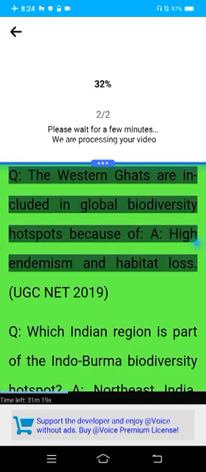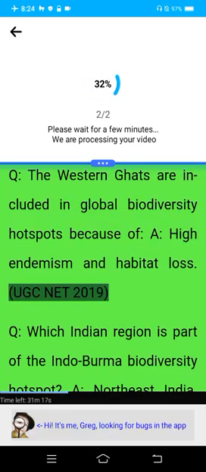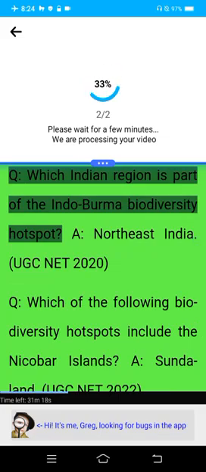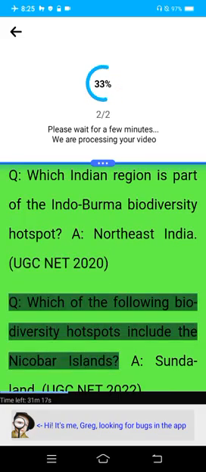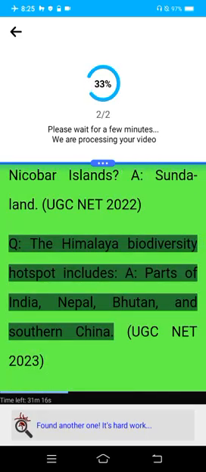UGC-NET 2018. Q. The Western Ghats are included in global biodiversity hotspots because of? A. High endemism and habitat loss. UGC-NET 2019. Q. Which Indian region is part of the Indo-Burma biodiversity hotspot? A. Northeast India. UGC-NET 2020. Q. Which of the following biodiversity hotspots include the Nicobar Islands? A. Sundaland. UGC-NET 2022. Q. The Himalaya biodiversity hotspot includes? A. Parts of India, Nepal, Bhutan, and southern China.